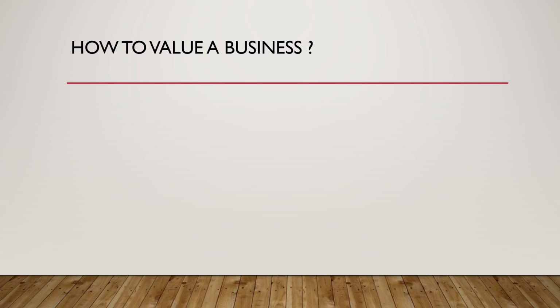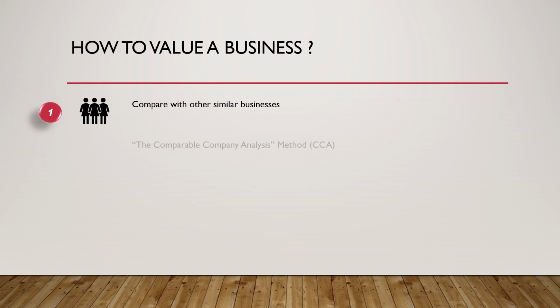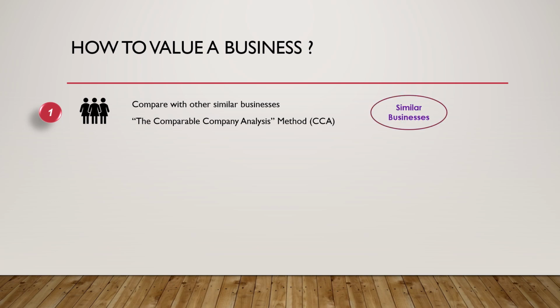There are basically three approaches to valuation that are usually employed in financial circles. The first is the comparative company analysis, or the CCA method. In the CCA method, we estimate the valuation of a business by comparing it to similar businesses and benchmarking the subject business to other similar businesses in areas of financial position, operations, and various other relevant parameters.